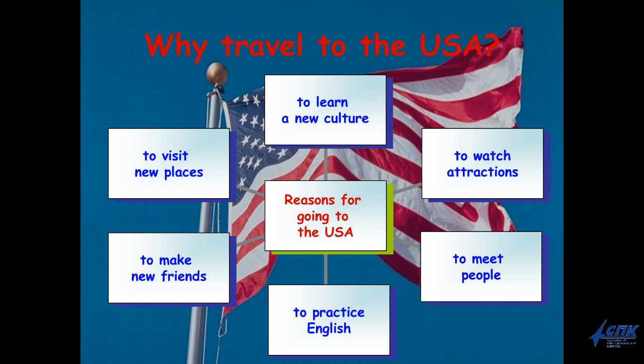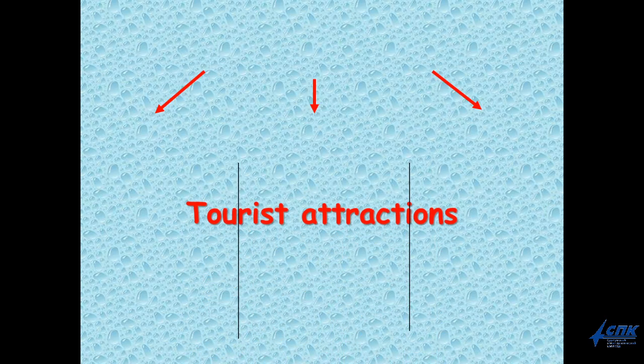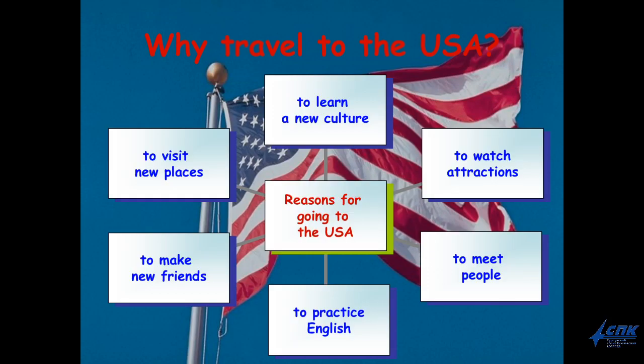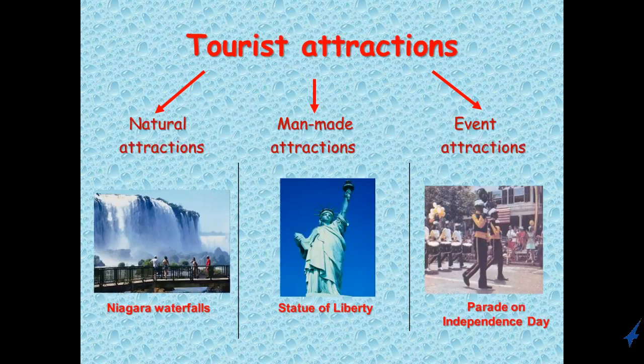You can write them down. We can find a lot of tourist attractions in this country. All of them can be divided into 3 groups. They are natural attractions, man-made attractions, and event attractions.